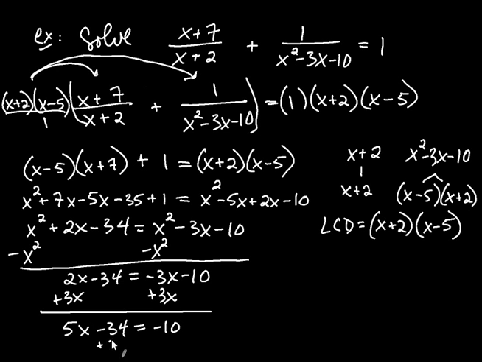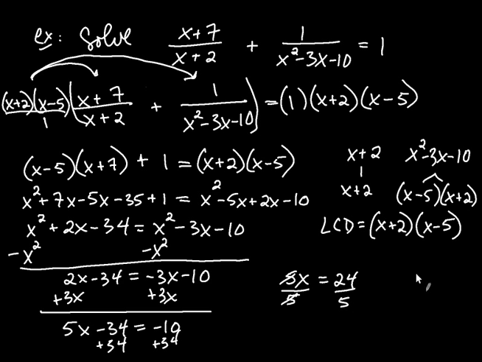Let's add 34 to both sides. And what does that give me? Well, I'm still going to have a 5x on the left-hand side, and on the right-hand side, it's going to be 34 take away 10, which is 24. And now I'm going to divide both sides by 5. So I'm going to get x is equal to 24 over 5.